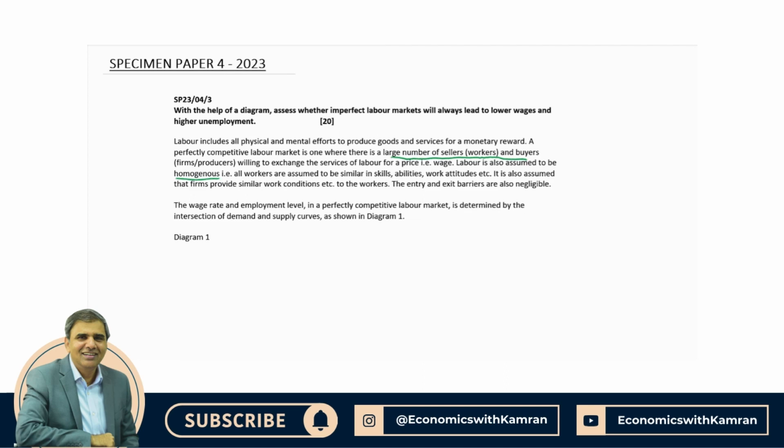Homogeneous labor means workers have similar skills, similar abilities, similar work attitudes. Now this is an unrealistic assumption. However, as we do perfect competition study in the product market as well, we assume a perfectly similar identical product, and that assumption is unrealistic as well. So firms also provide similar work conditions. They are also homogeneous in nature, and there are low entry and exit barriers.